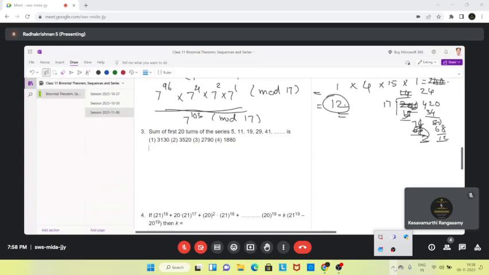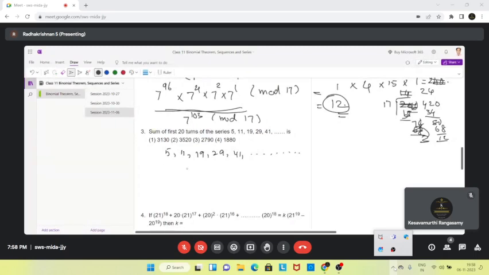Yeah, because this kind of remainder problem is very frequently asked, so you should know this technique. Okay, so let's look at this. Okay, so this is a series problem. Sum of the first 20 terms of the series 5, 11, 19, 29.